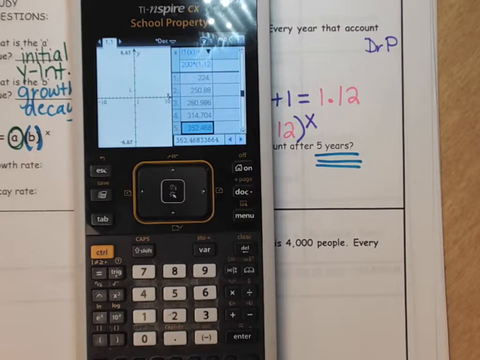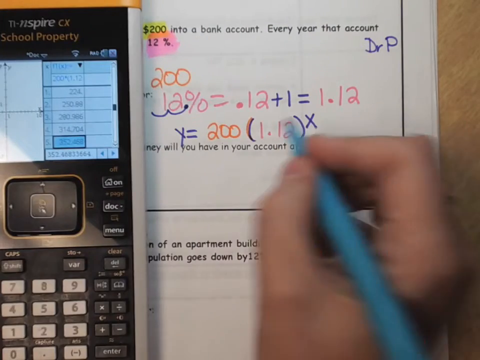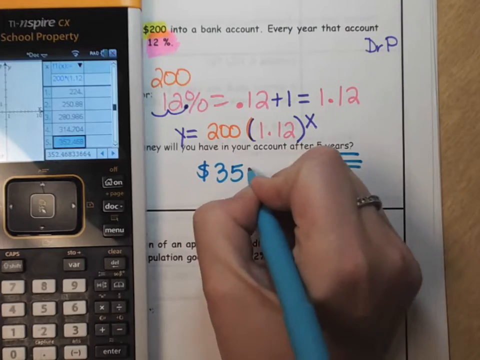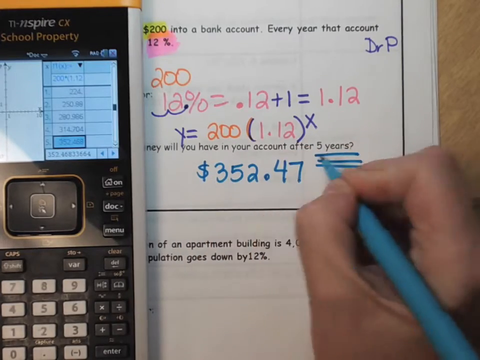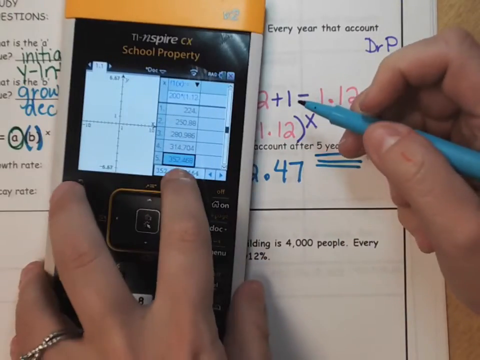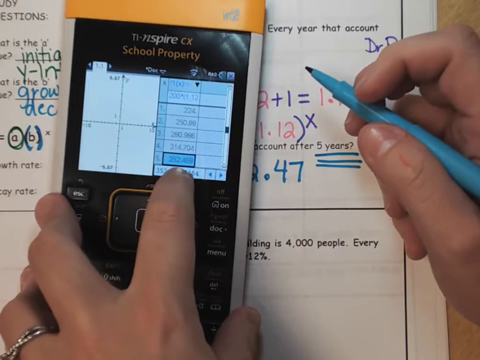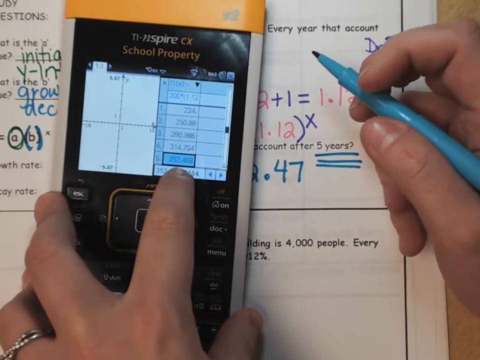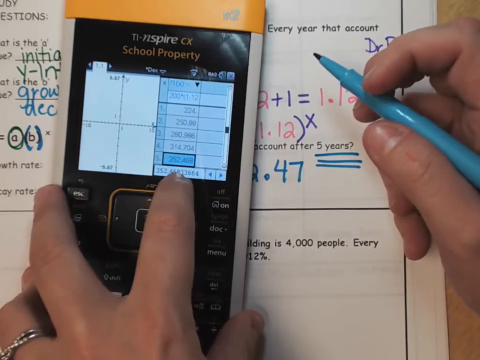Guys, can I have money that goes more than 2 decimal places? No. So I'm just going to stop at the 4. So it's going to be 352.47. Because remember, think about elementary when you rounded. If it's bigger than 5, you round up. If it's less than 5, you keep it the same.